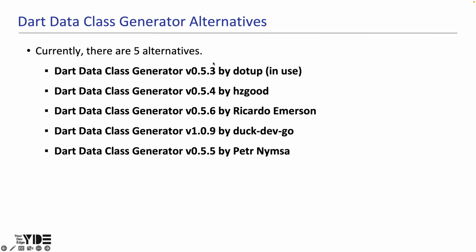As you can see from the description, there is very little difference in functionality. Among them, the extensions made by HZGood and .up are the most popular. There is not much difference between the extension made by HZGood and the extension made by .up. I'll show you the differences later in a separate sheet. Among these two extensions, I'm using the extension made by .up.